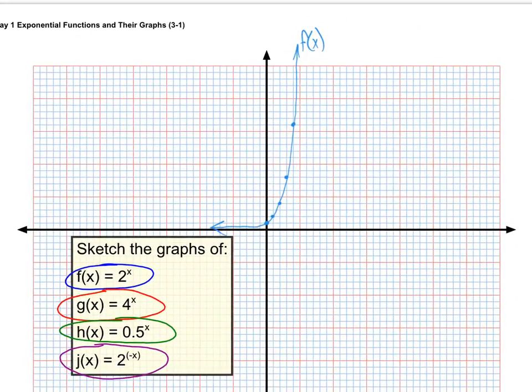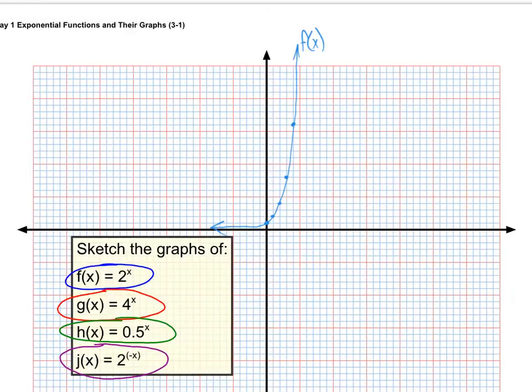Let's talk about this for a second. How would g of x be different? Notice our base is 4 instead of 2, so how's that going to look any different? It'd be closer, right? But it'd be stretched vertically. You could either think of it as shrunk horizontally or stretched vertically. Either way, it's going to increase much faster.